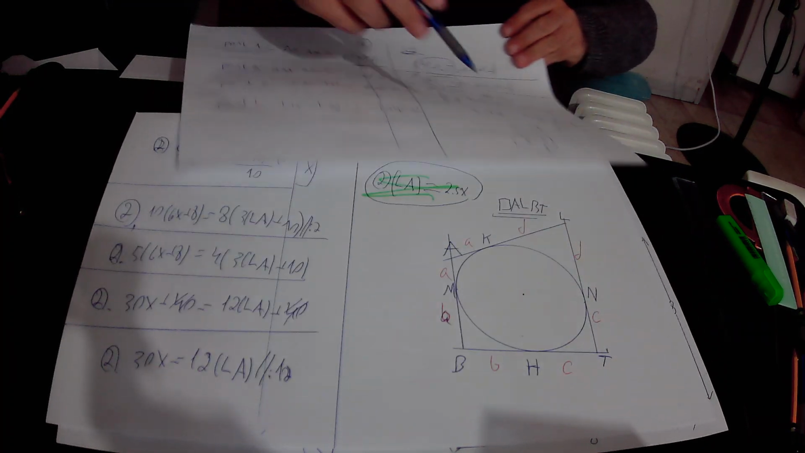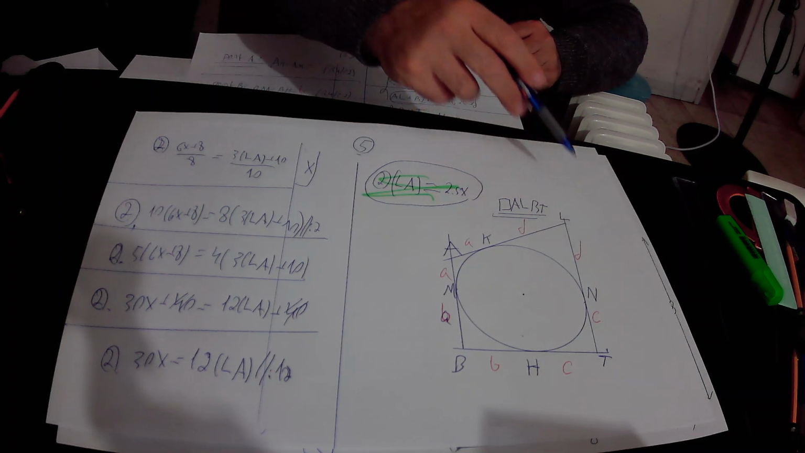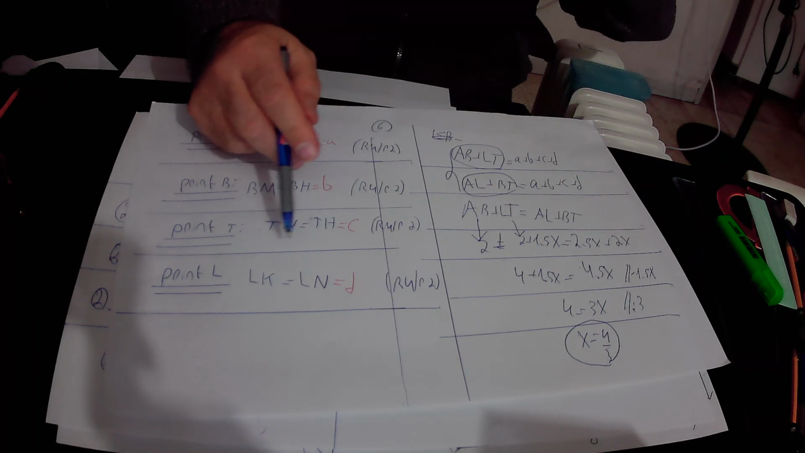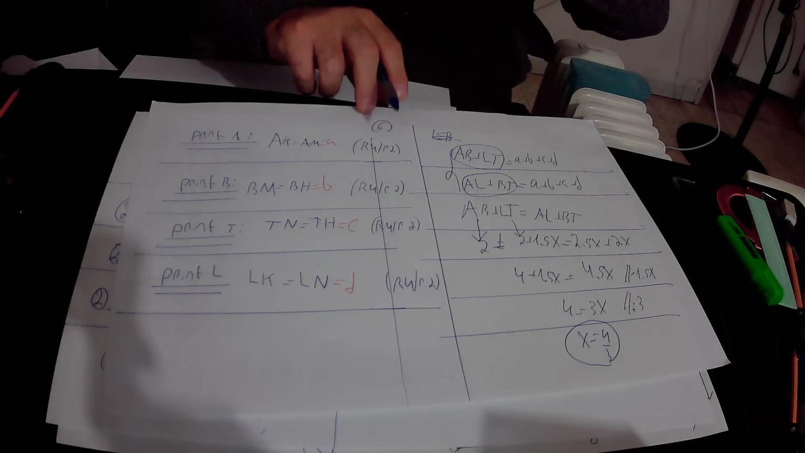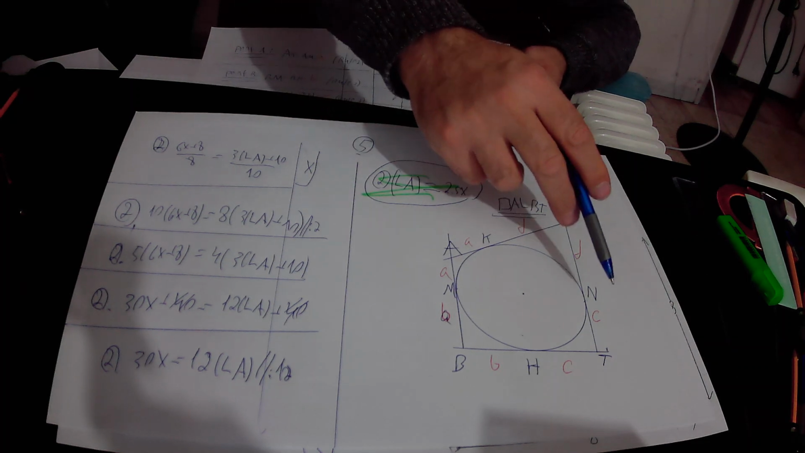So if we define the length of LK as D, then LN must also be equal to D because they are equal to each other. So we found that LK equals LN equals D according to the same rule, rule 2.